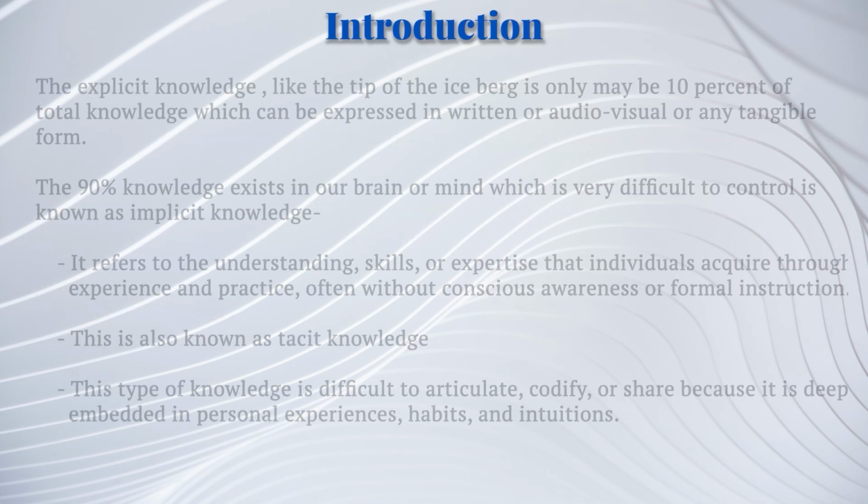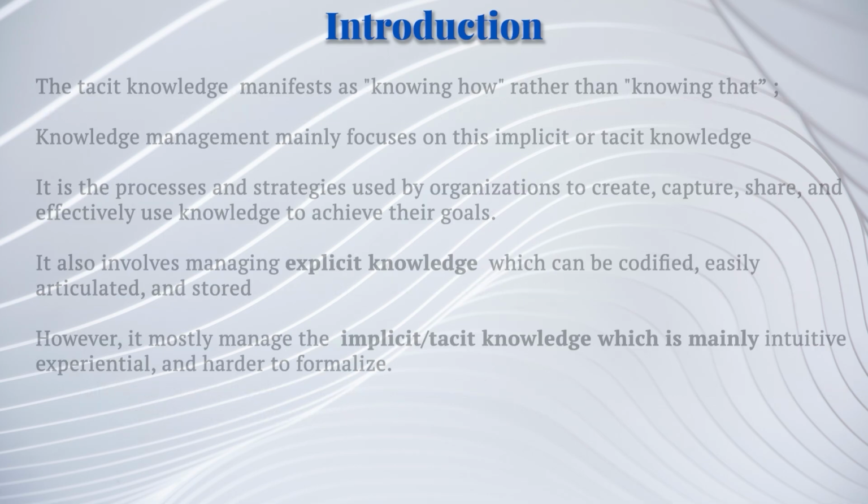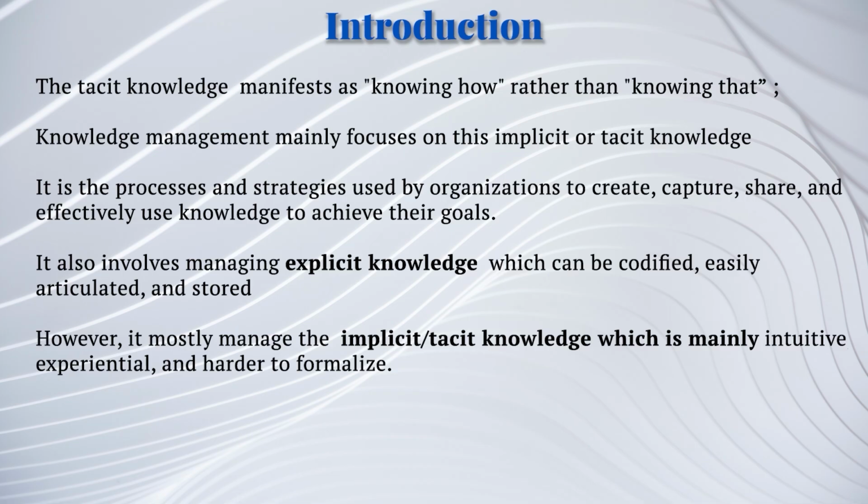We also know that only 10% of the whole knowledge can be transformed into concrete shape in the form of written documents, artifacts or audiovisual materials, which is known as explicit, and 90% of the knowledge is kept in our brain, which refers to understanding, skill or expertise that individuals acquire through experience and practice without conscious awareness or formal education, which we call implicit knowledge or tacit knowledge. This type of knowledge is difficult to articulate, codify or share because it is deeply embedded in personal experiences, habit and intuition. Knowledge management mainly focuses on this tacit knowledge, which is intuitive, experiential and harder to formalize. However, it also involves managing explicit knowledge, which can be codified, easily articulated and stored.